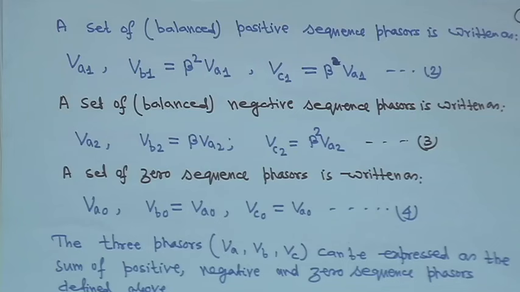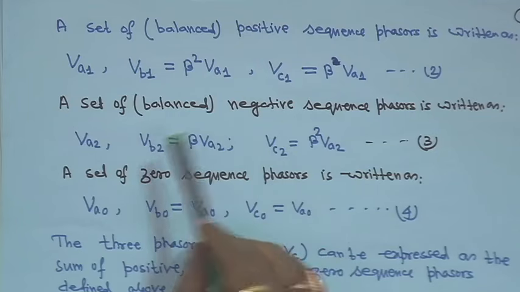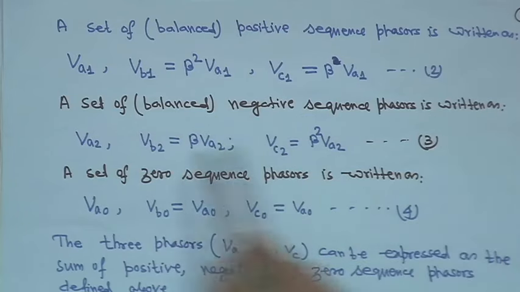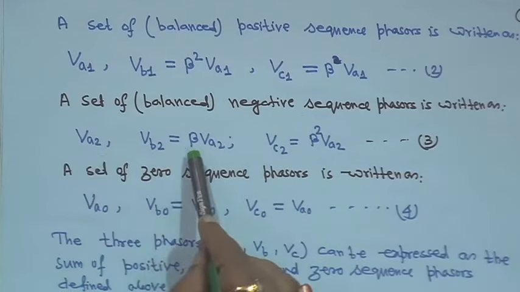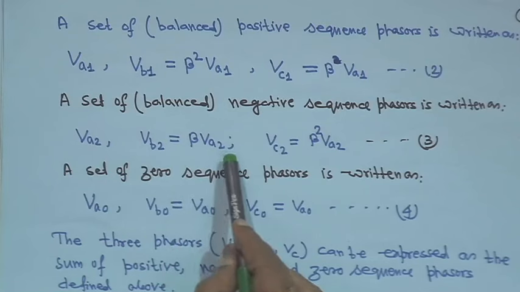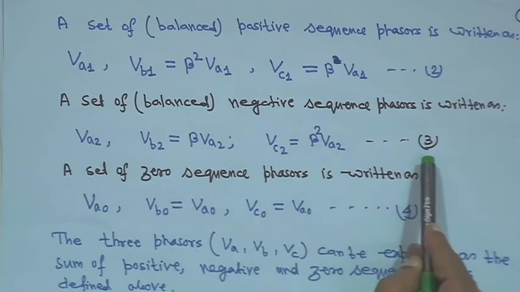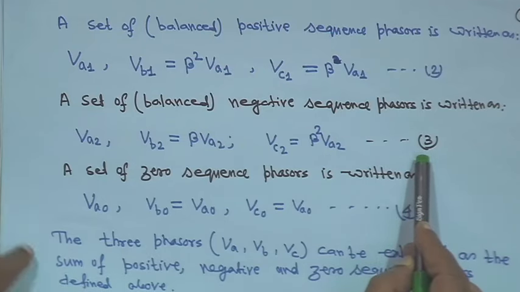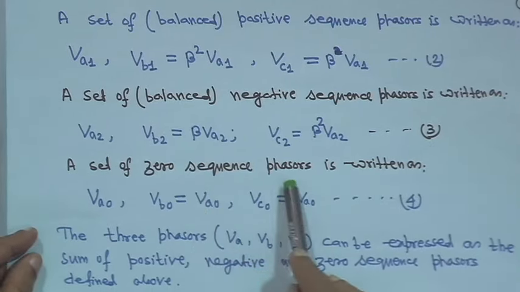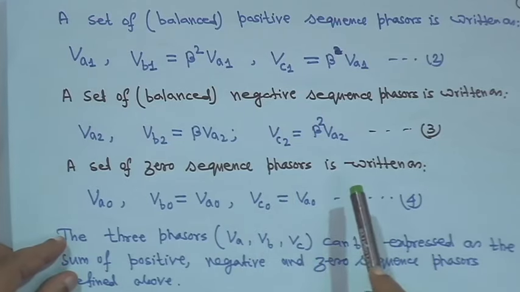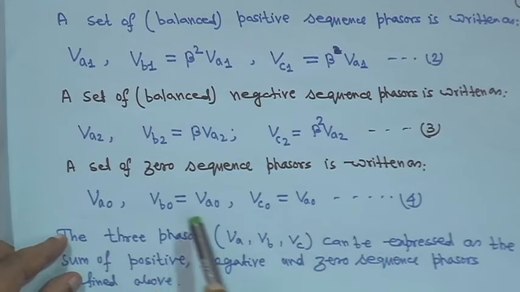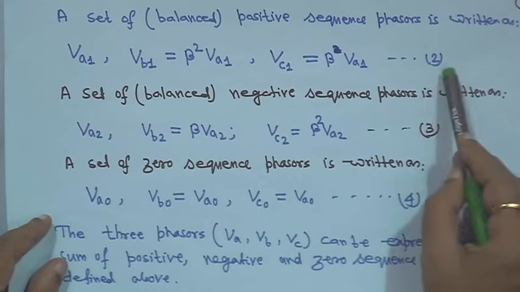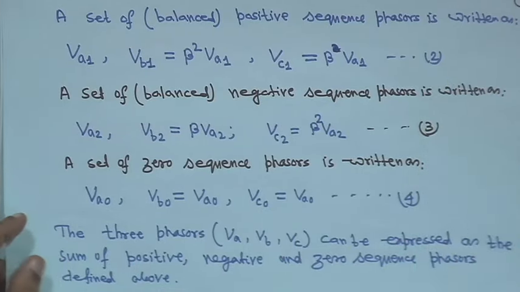Similarly, the same way will follow for the ACB sequence, that is a set of balanced negative sequence phasors: Va2, Vb2 is equal to beta Va2 and Vc2 is equal to beta square Va2. This is equation 3. Now, a set of zero sequence phasors, they all are the same. So it will be Va0, Vb0 will be Va0 and Vc0 will be Va0. These are equations 2, 3 and 4.